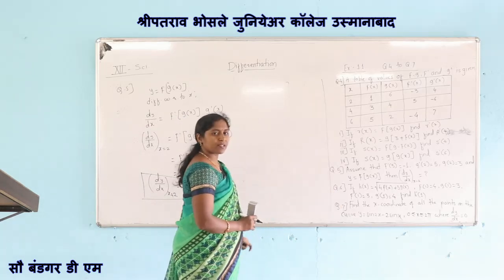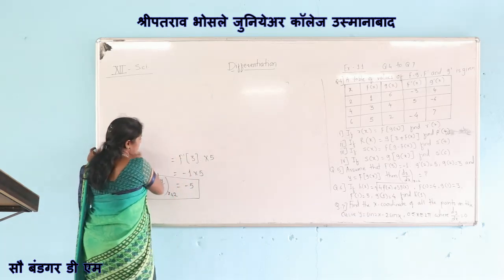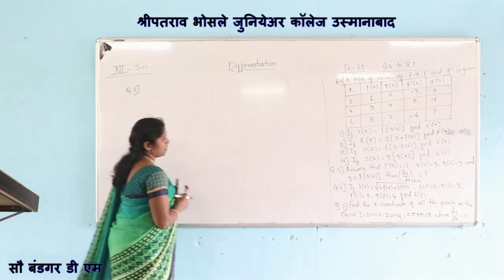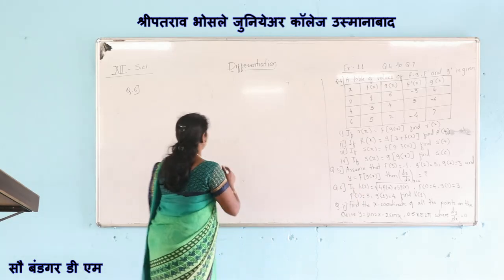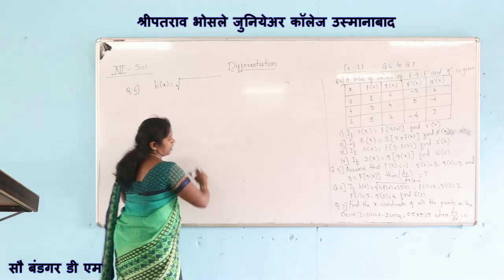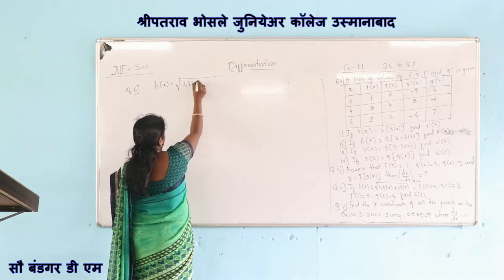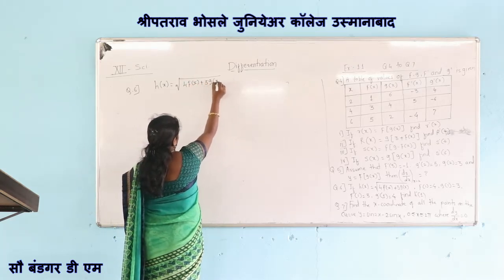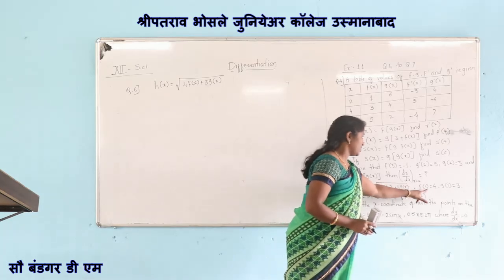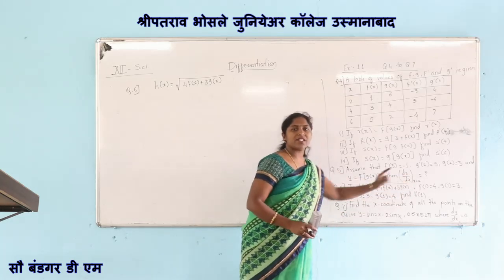Now question number 6. Question number 6 is: if h of x is given as under root of 4f of x plus 3g of x, where f of 1, g of 1, f dash 1 and g dash 1 are given, we have to find h dash of 1.